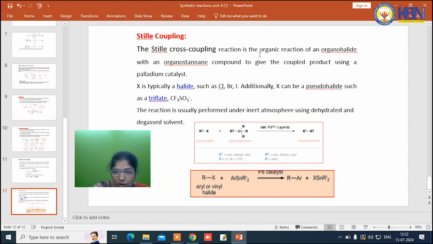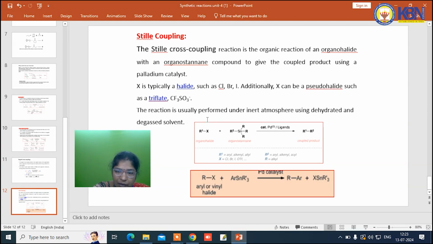The Stille cross-coupling reaction is the organic reaction of organohalide with organostannane compounds to give the coupled product by using the catalyst palladium. Here, X is typically, we know, the halide, that is nothing but fluorine, chlorine, bromine, iodine. Additionally, X can be a pseudo halide such as triflate. The reaction is usually performed under an inert atmosphere.